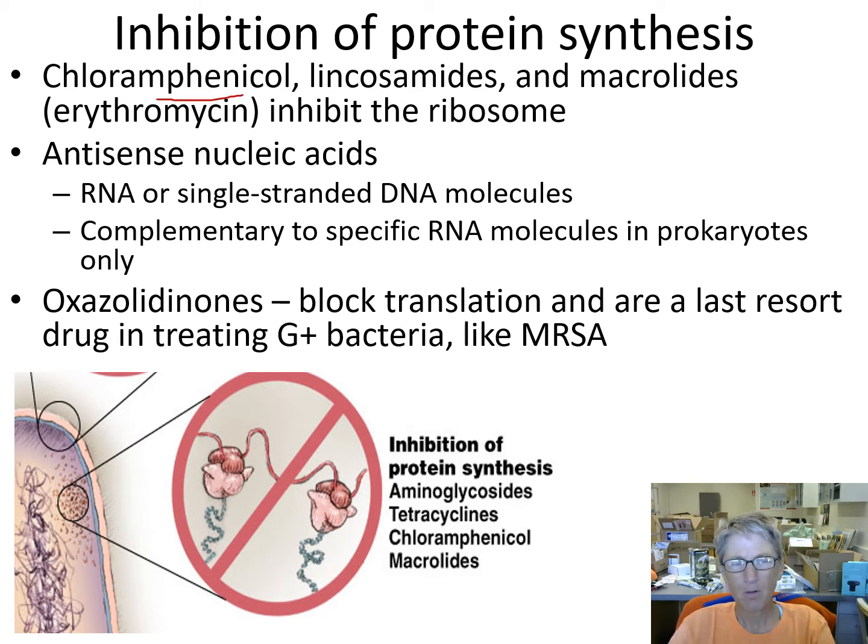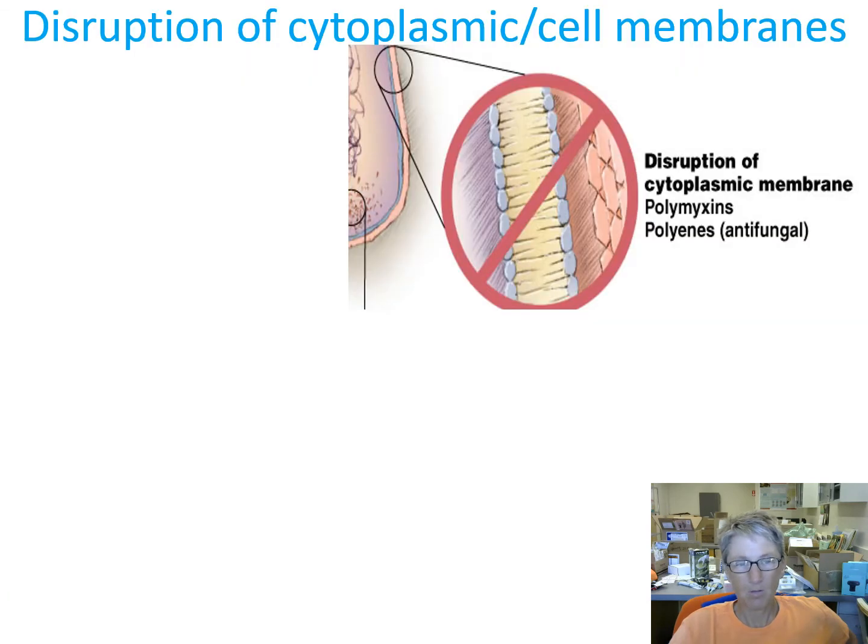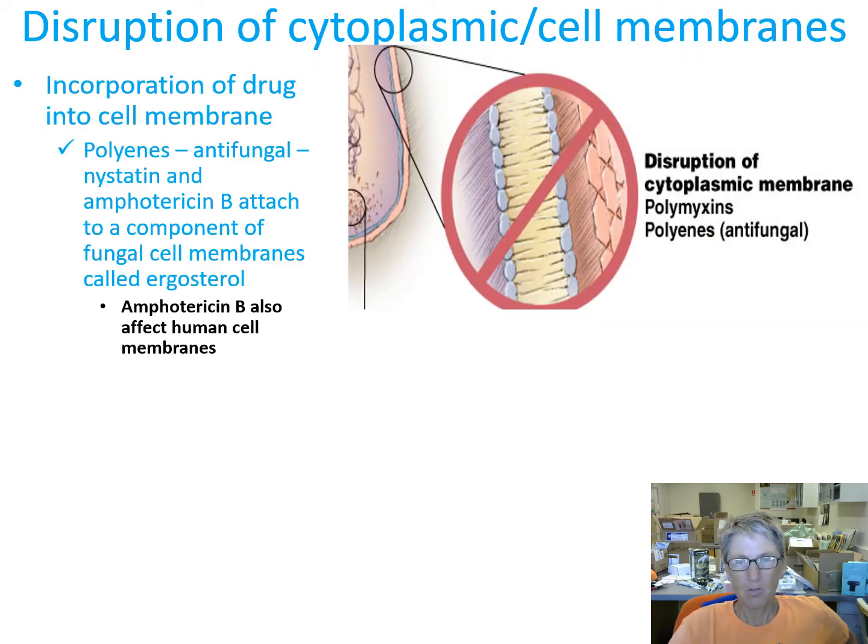Chloramphenicol, maybe you've heard of that one. And then these are cool: antisense nucleic acids inhibit protein synthesis, so they inhibit RNA from going to the ribosome and making proteins. How about disrupting the cell membrane?